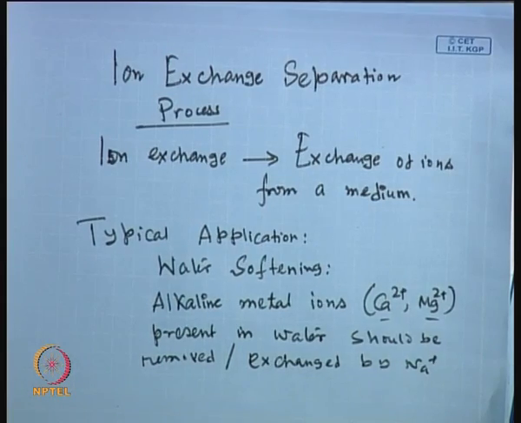So, sodium will be coming from the solid phase to the liquid phase. On the other hand, calcium, magnesium etc., will be going from the liquid phase to the solid phase and will be getting fixed on the solid phase. So, the liquid that is coming out of the column will be devoid of alkaline metals. So, that is the water softening application.